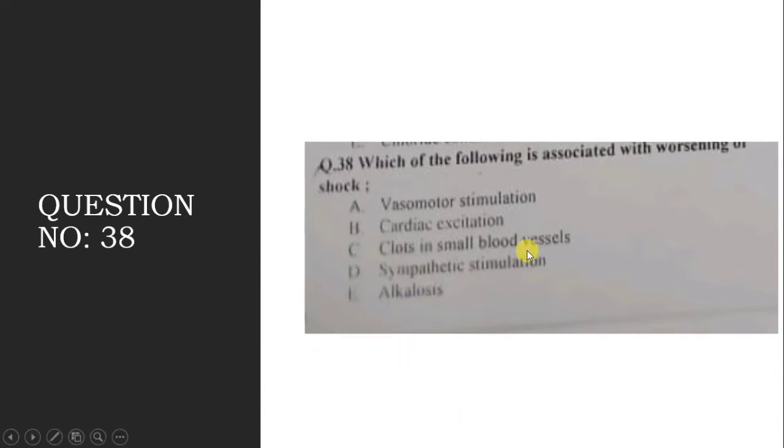So when there is formation of small clots in the blood vessels, it will lead to reduction in the blood flow and cause the tissue to starve for oxygen. It will lead to worsening of the shock. While the other options cause increased stimulation of the heart, increasing pumping and cardiac output, hence increasing the blood pressure.